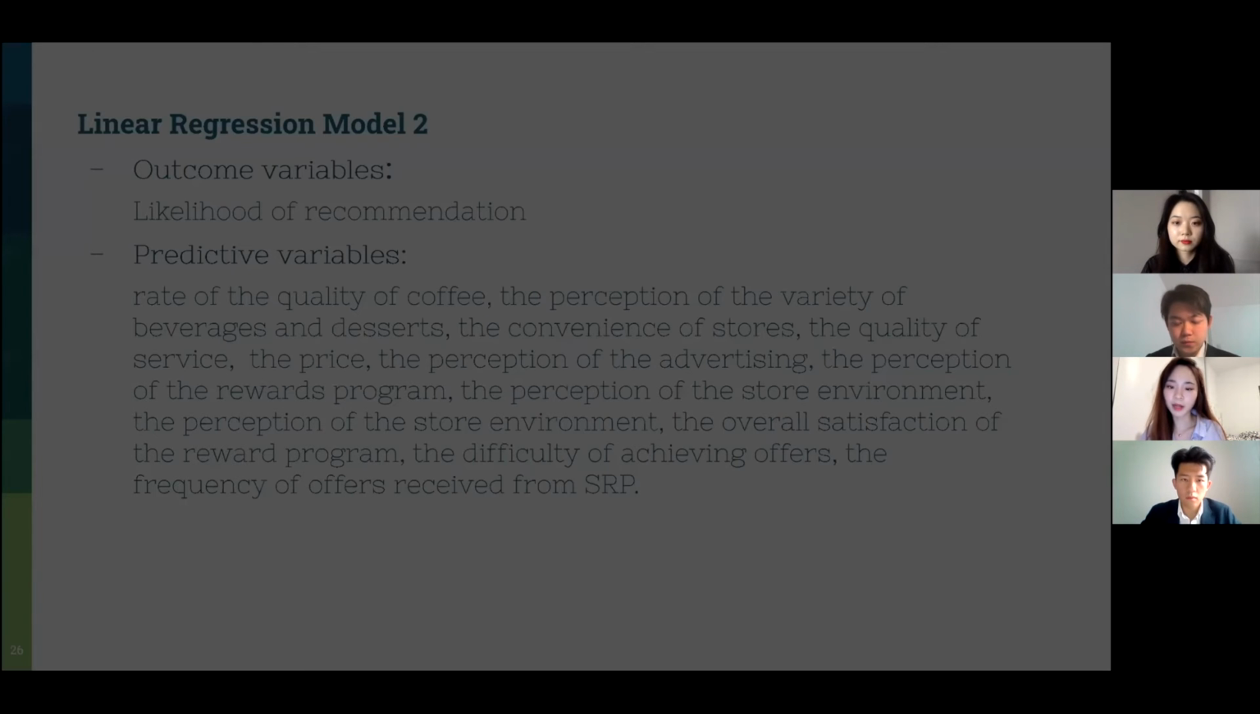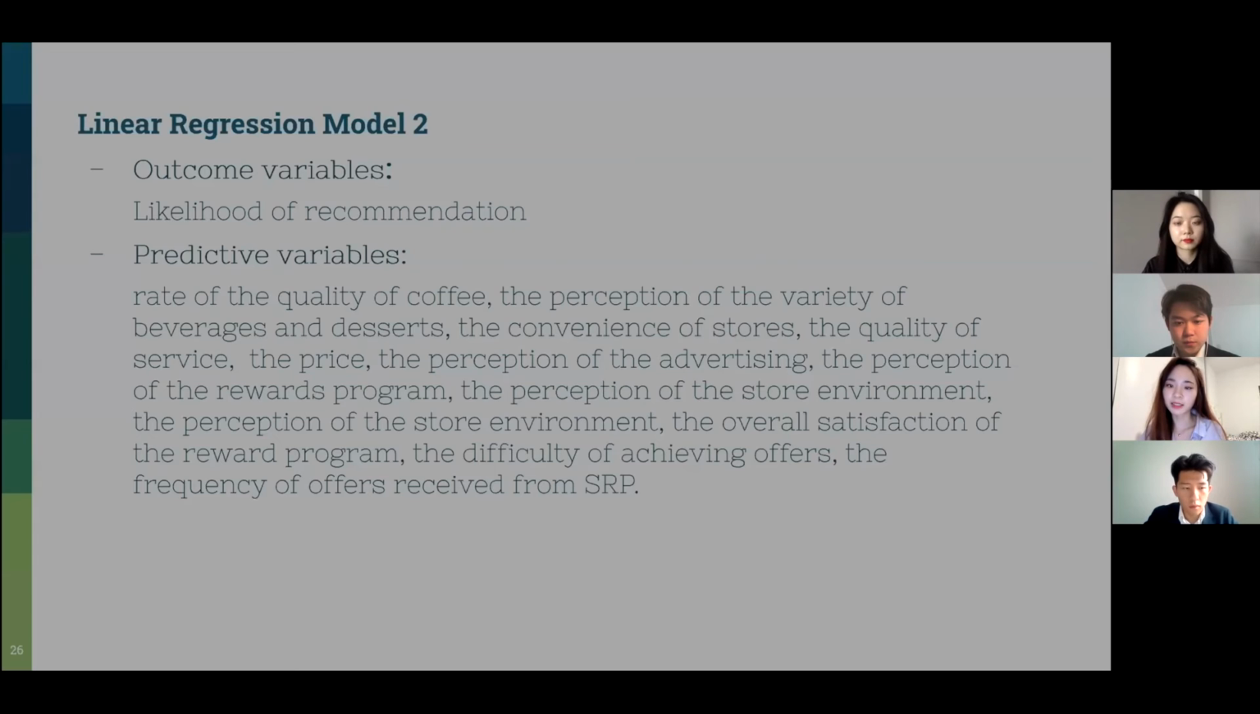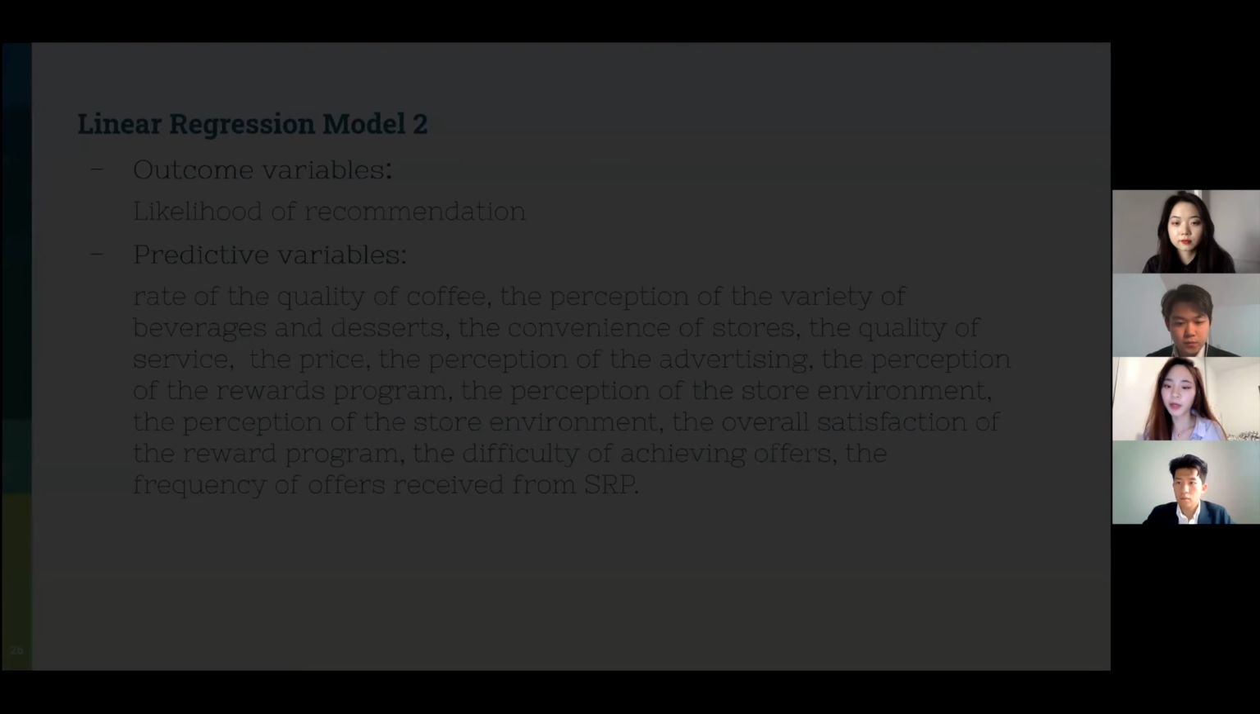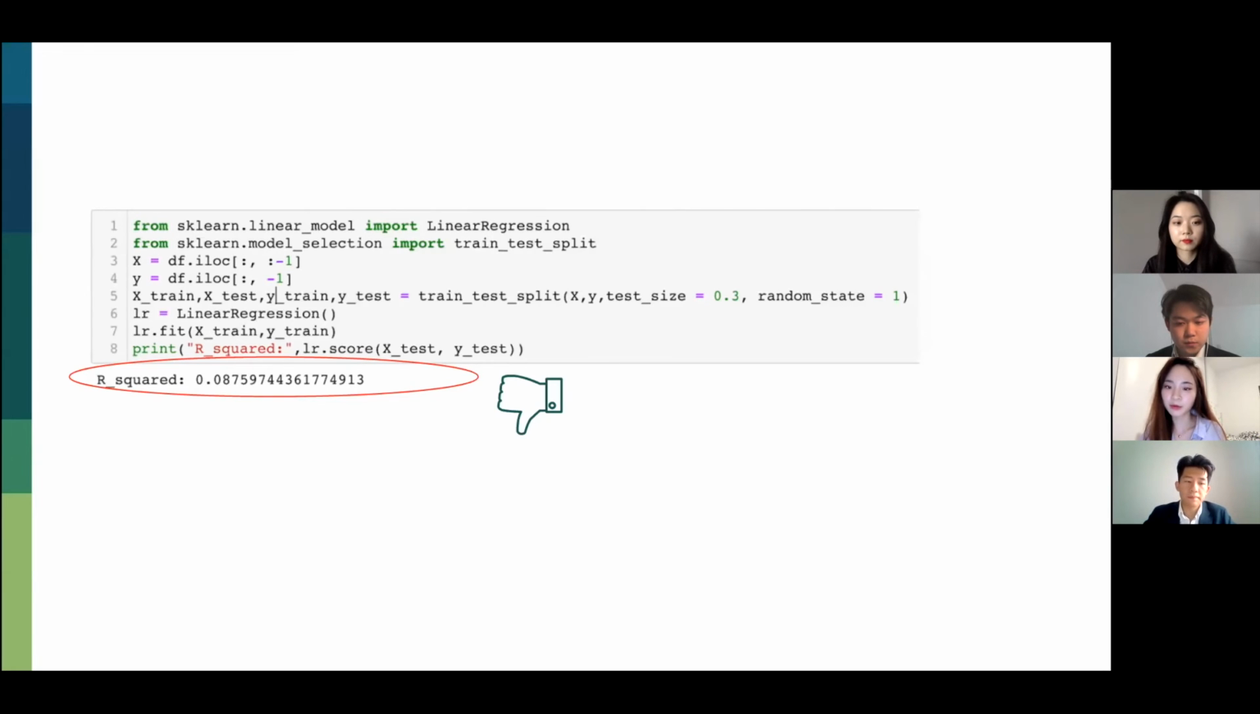We then built another linear regression model. This time, we intended to test the relationship between how likely people will recommend the reward program to their family or friends using their perceptions in different factors. And there are 12 predictors in total. Similarly, we imported the data to Python and ran the model. After splitting the training and testing dataset, we got a very low R-square of 0.0876.